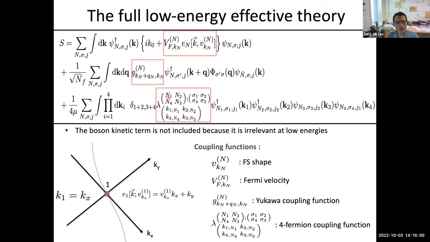And then finally, we include this four-fermion coupling function. This lambda describes the process where, say, fermions near hotspots 4 and 3 scatter into hotspots 1 and 2, with spins sigma 4, sigma 3 going to sigma 1, sigma 2, and momentum again along the Fermi surface. Of course, not all choices of these hotspot indices are allowed because of momentum conservation, but there's a set of allowed channels you can figure out. The most important thing is that the four-fermion coupling has dimension minus one, so that's why I have one over mu here, but we still have to include it within the renormalized field.